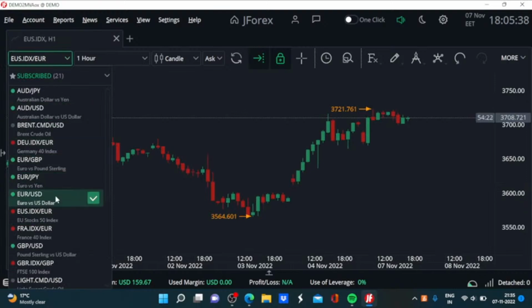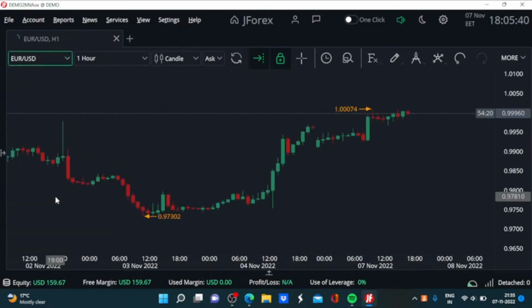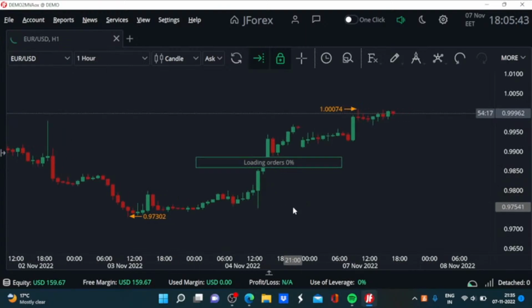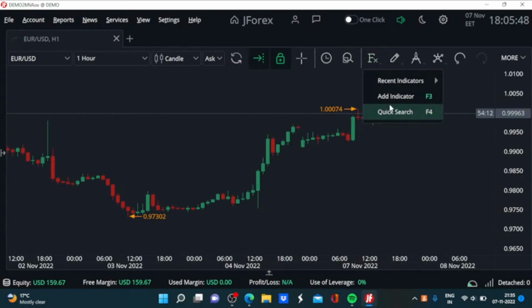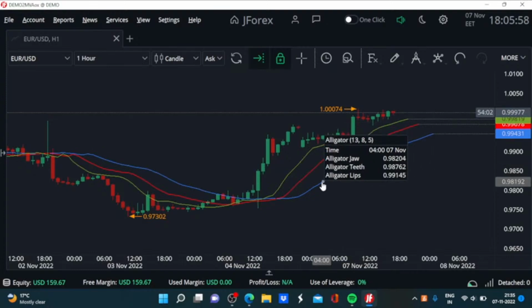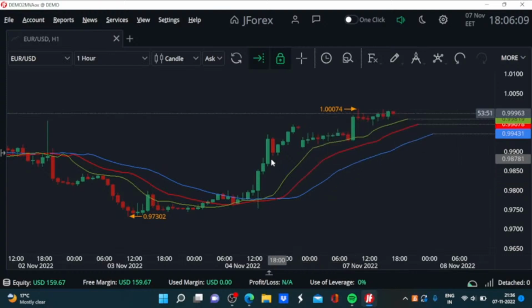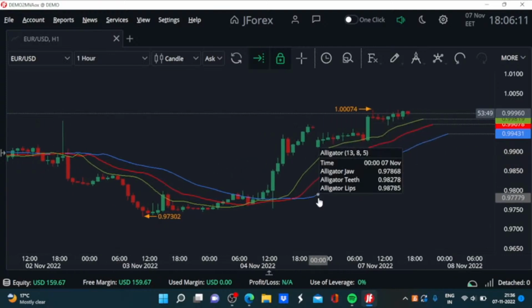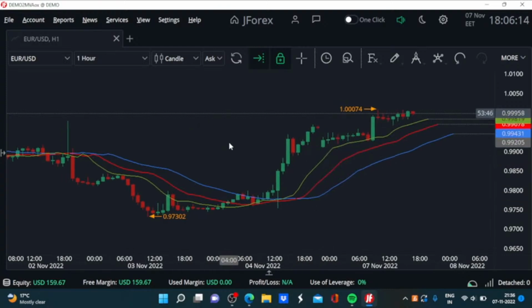I will change the EU50 index to the well-known, most used currency cross of Euro USD. All right, and here you can find this indicator in a very simple fashion by doing a quick search. Type in simply alligator, and here it comes. The default parameters 13, 8, and 5 are being used. We have this indicator with a combination, and I will explain how this formation is made up and how this system works.